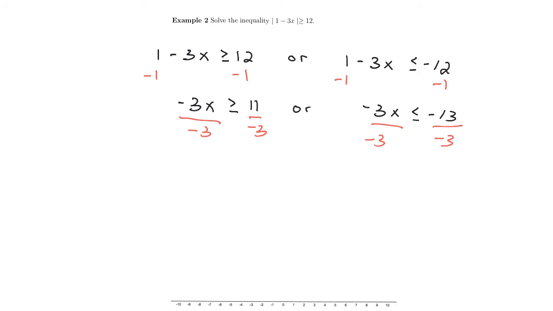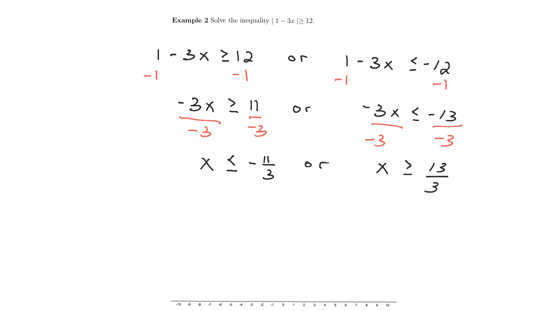So when we solve for x, we have that x is not going to be less than or equal to, and that's going to be negative 11 over 3. And on the other side, we have x, well, that's now going to be greater than or equal to 13 thirds.